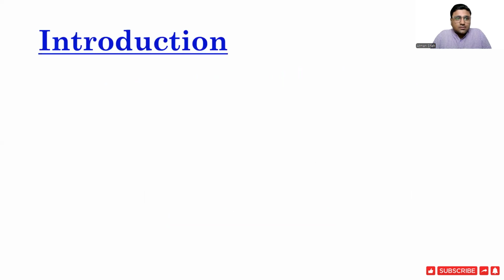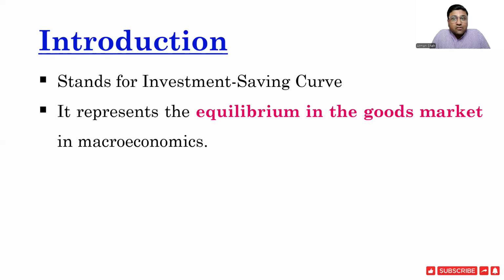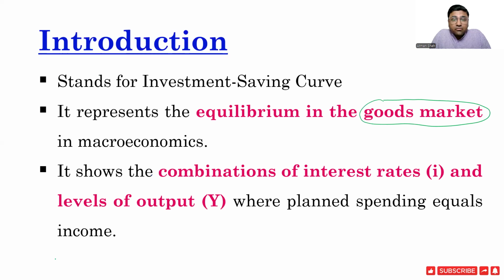Let's start with the introduction. IS curve stands for investment saving curve and it represents the equilibrium in the goods market. So all points on the IS curve exhibit the goods market equilibrium. Why it represents the goods market equilibrium, that we will discuss later. It shows the various combinations of interest rate i and levels of output Y where planned spending equals income. So basically, the IS curve shows various combinations of interest rates and levels of income, levels of output.